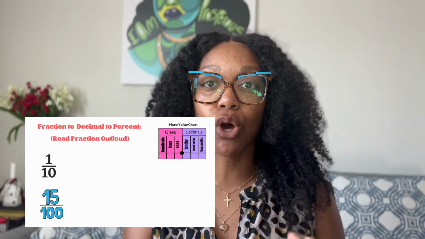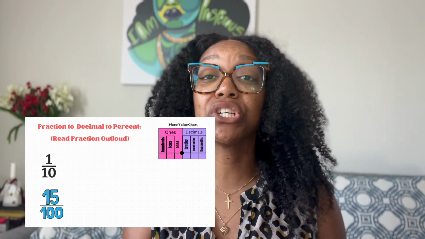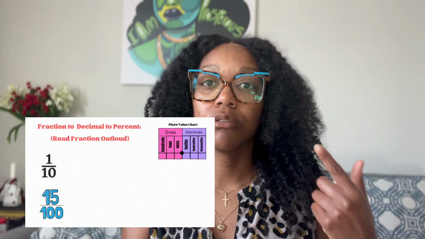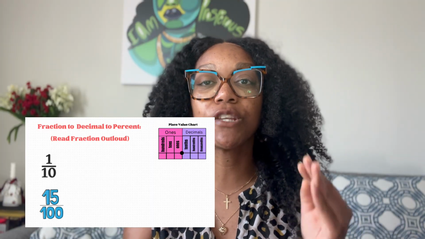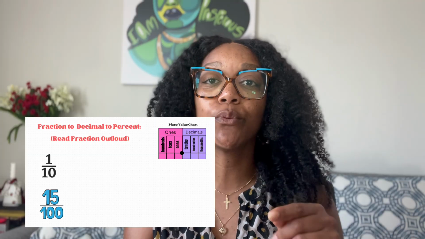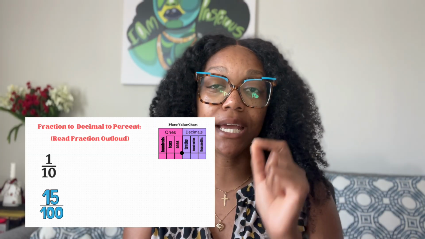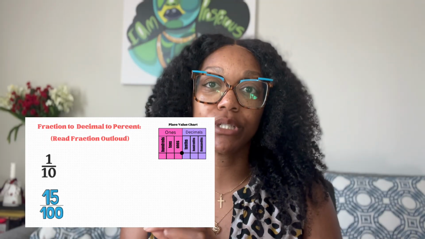Then finally, we're going to go from fraction to decimal to percent. For this example, the students are just going to read the fraction out loud. So, of course, the students will need to know how to read fractions. They should come to you by now knowing how to read fractions. But just in case they don't, go over these examples with them. We're going to read the fraction out loud. And whatever we read, we're going to use the place value chart and write out our decimal. And then we're going to take our decimal and change it to a percent.